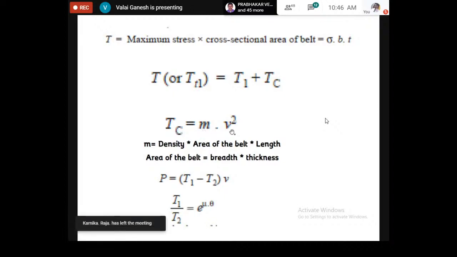Tc equal to mv square. Centrifugal tension, the formula we already know that. Mass could be calculated by density into area of the belt into length.